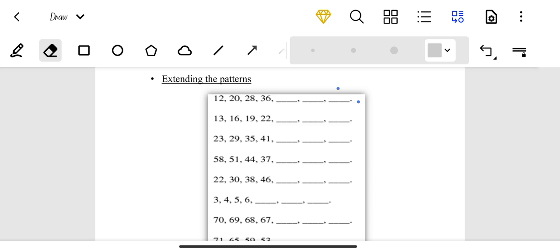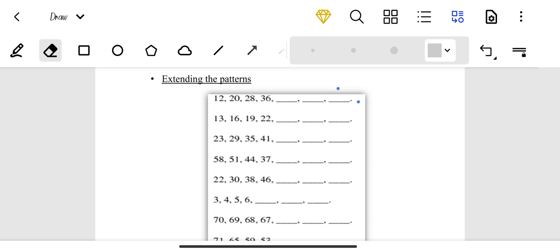So what you have to note when you're dealing with this part is that you are given several numbers and then you're supposed to determine the continuation of that pattern. Looking at the first one, we are given 12, 20, 28, 36. Remember, for us to determine the next terms, you're supposed to firstly know the rule for the pattern, right?